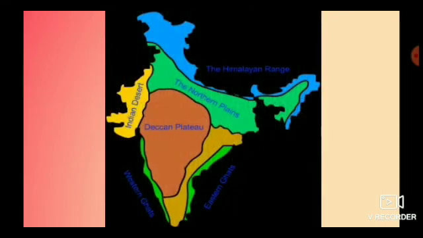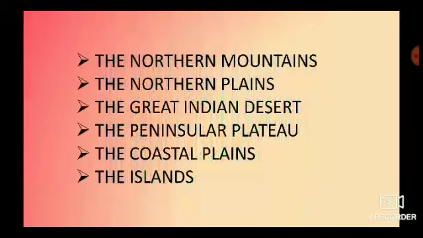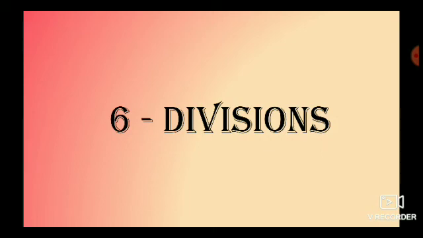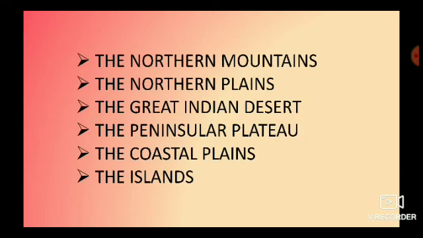So we are learning about the physical features or the physical divisions of India. Till now we have learned about the northern mountains and northern plains, and today we are going to learn about the great Indian desert. Okay? So how many divisions are there? There are 6 main divisions: the northern mountains, the northern plains, the great Indian desert, the peninsular plateau, the coastal plains and the islands.